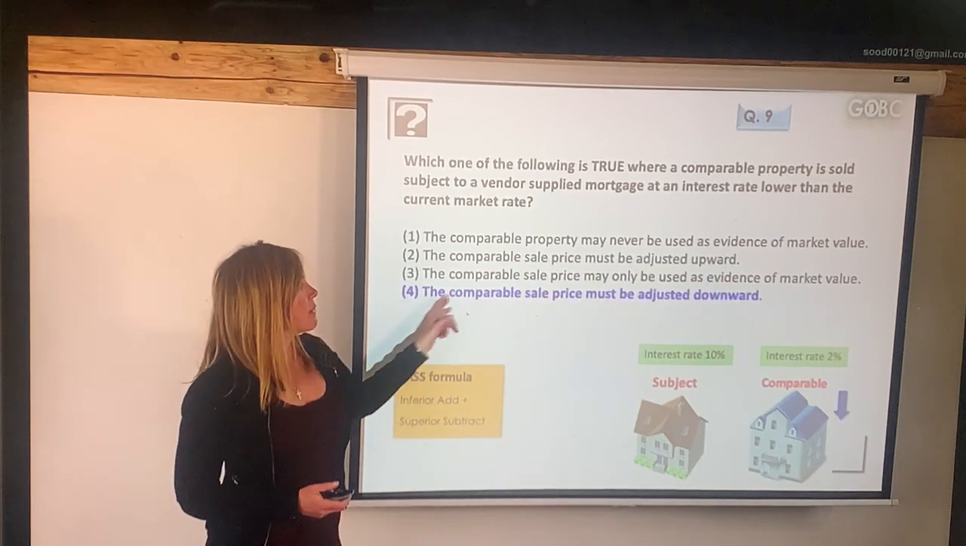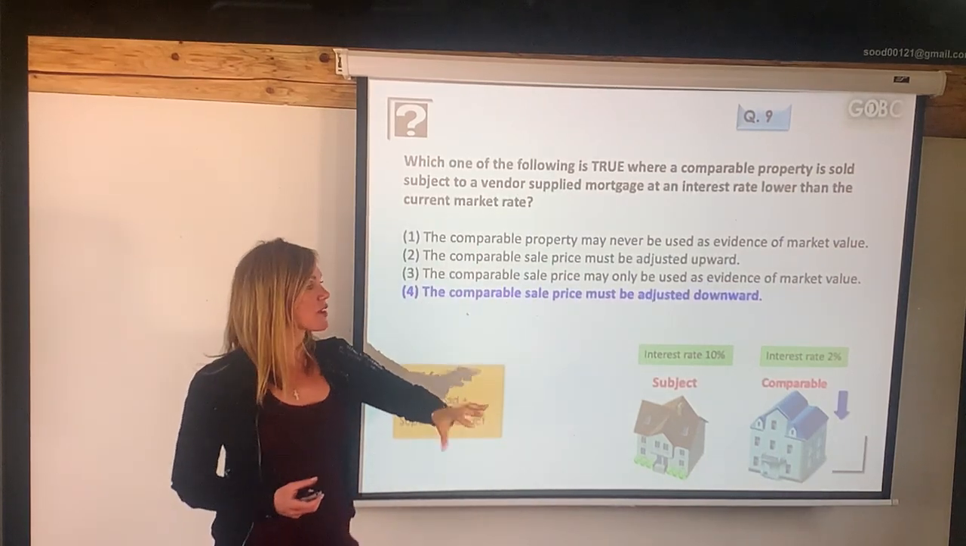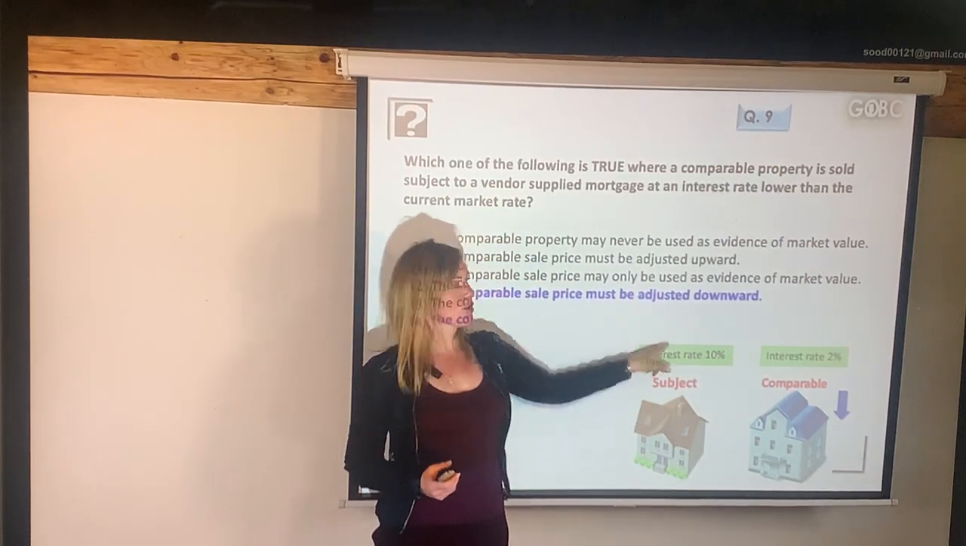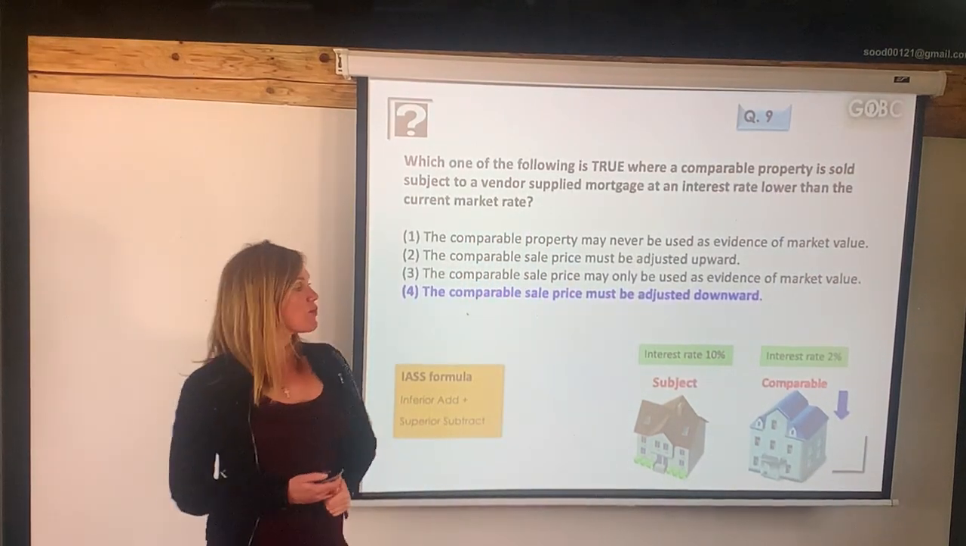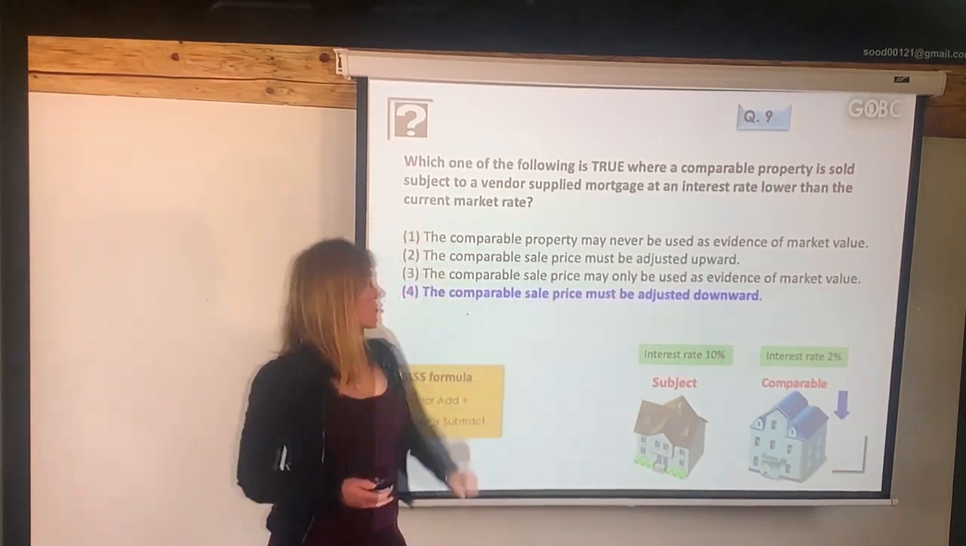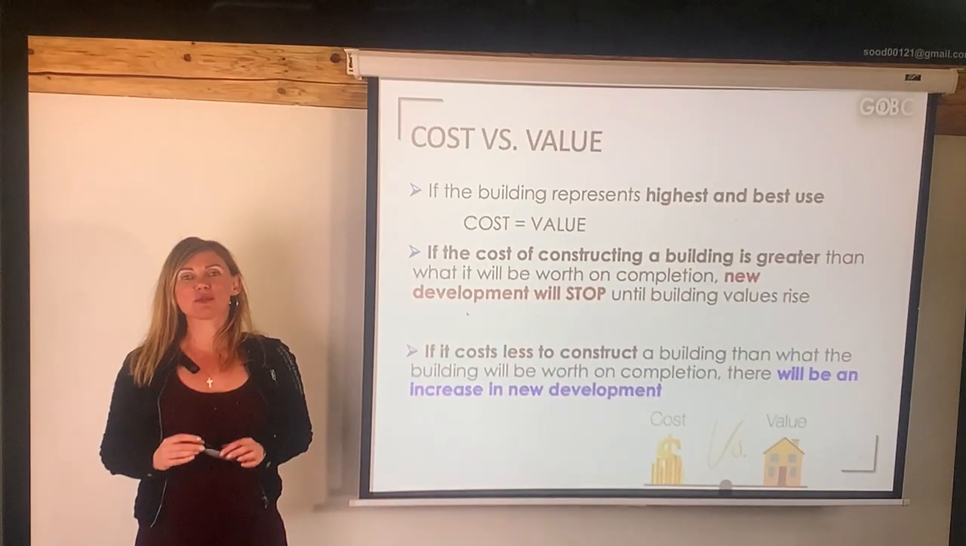So in this case, your comparable sale price will be adjusted downwards. Why? Because your comparable has more in value, and your subject property will be worth less because it's not as attractive as the rate of 2%, right? So that's why the subject property will be worth less, because the comparable price will be adjusted downwards to reflect the subject property.